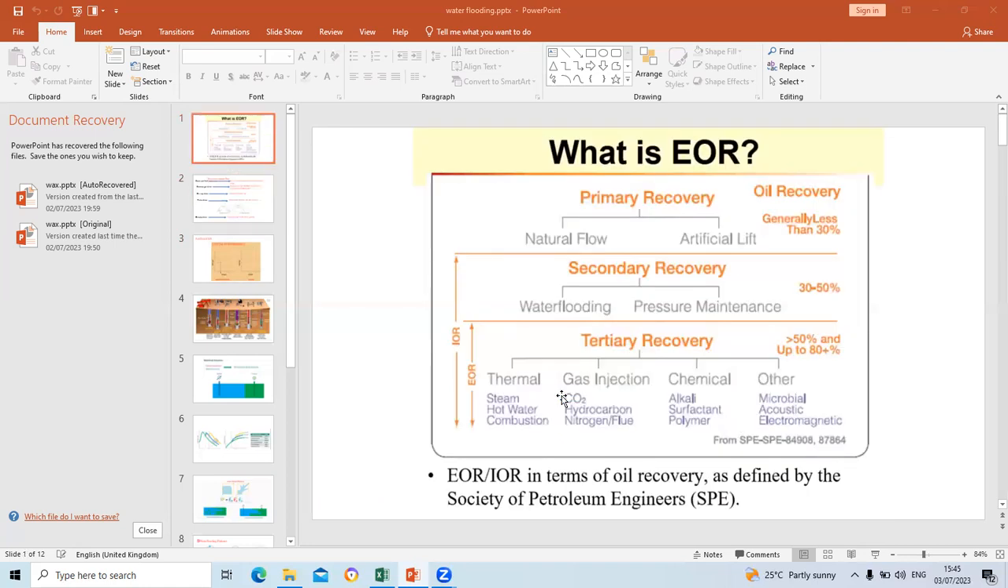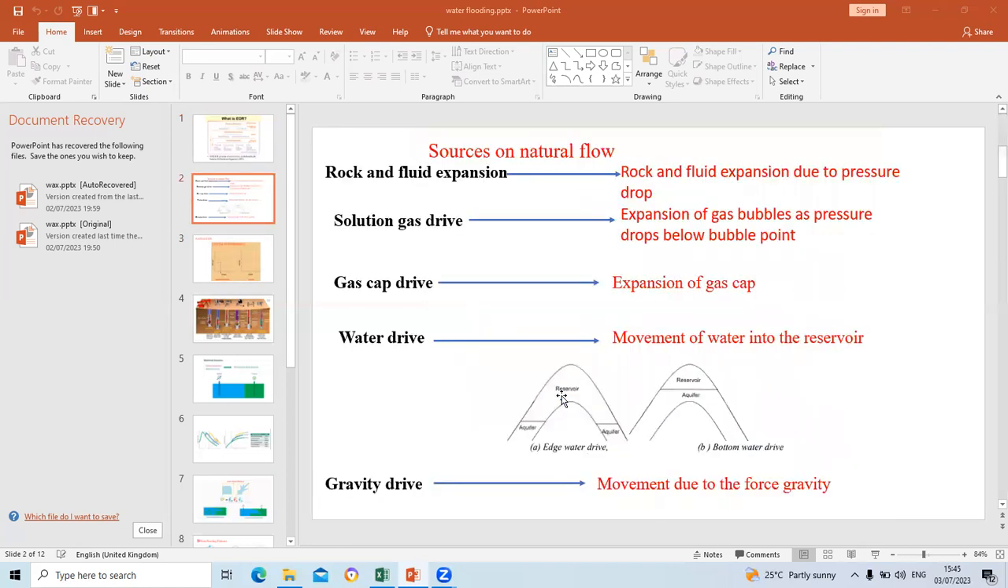Now, let's look at what are the sources of this energy that causes the reservoir to flow naturally. Because we have talked about primary energy. What are the various sources of this primary energy in a reservoir? The first is rock and fluid expansion.